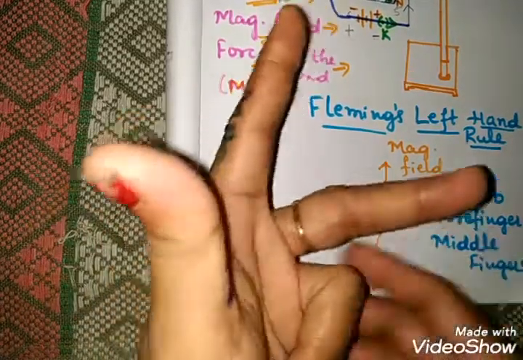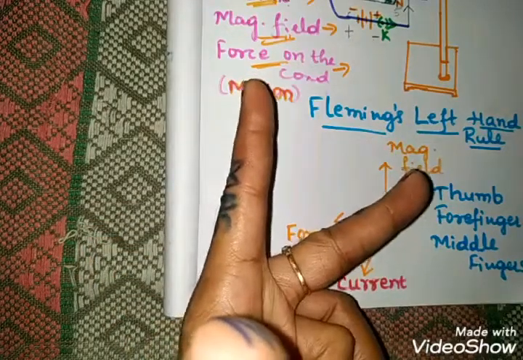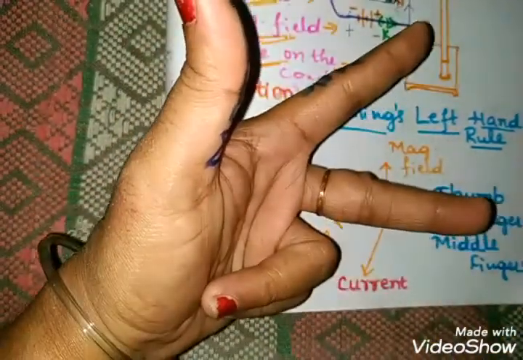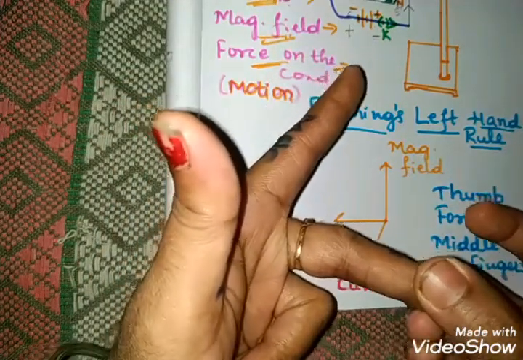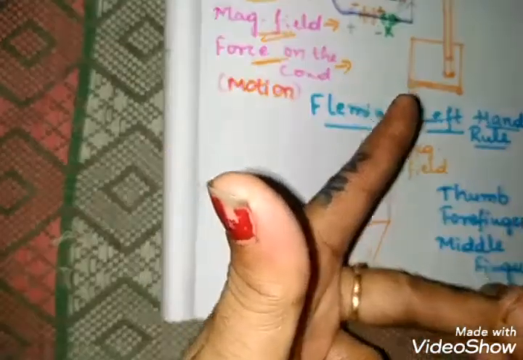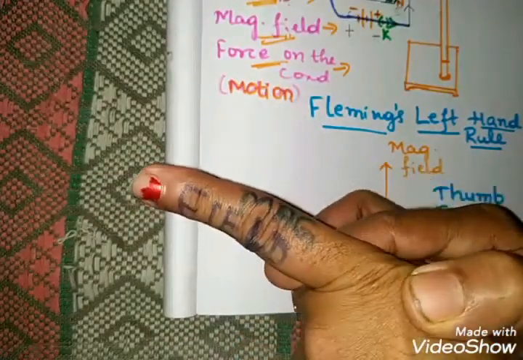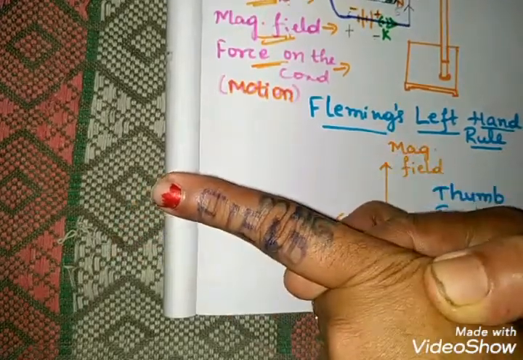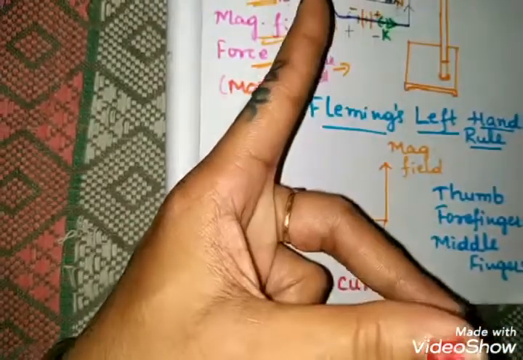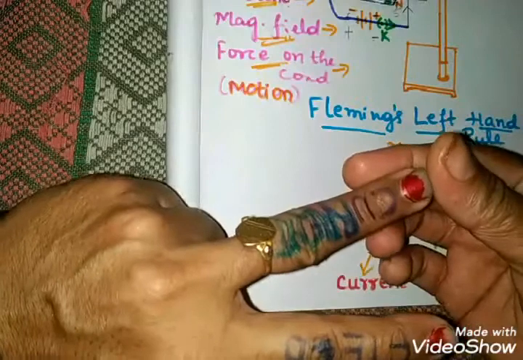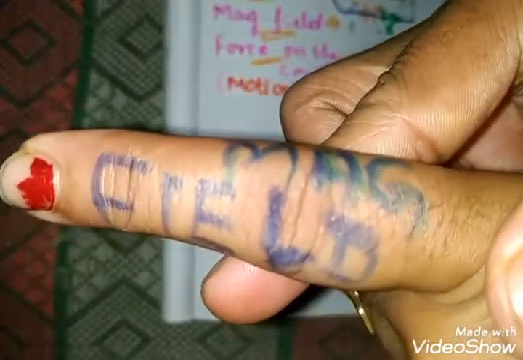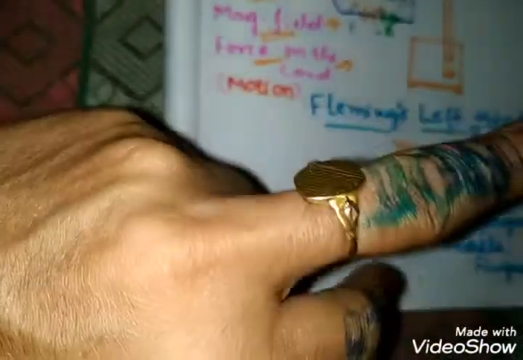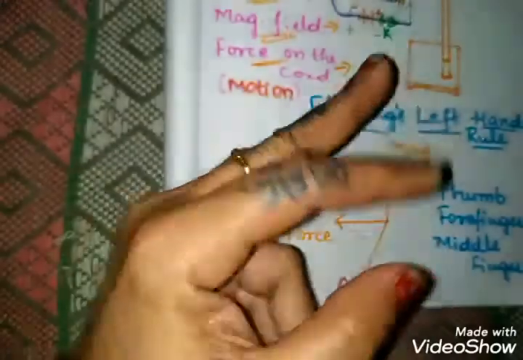See, when we stretch the three fingers, thumb, forefinger and middle finger of our left hand such that they are perpendicular to each other, then the forefinger always indicates the magnetic field. You can observe, children, what it indicates. Forefinger indicates magnetic field. And the middle finger indicates current. It is current here. The forefinger indicates magnetic field. The middle finger indicates the current.